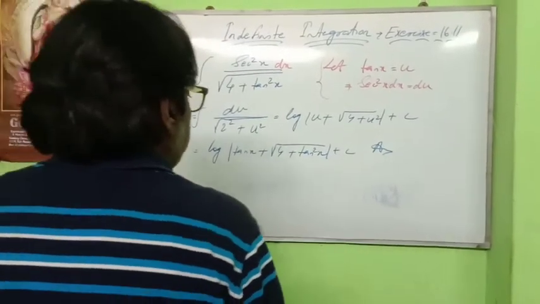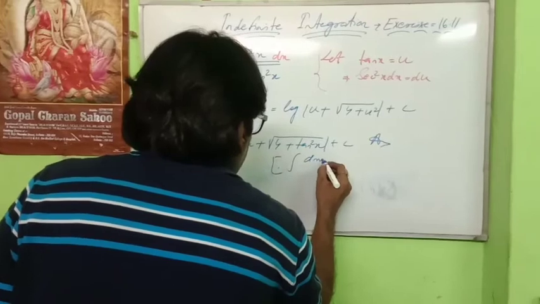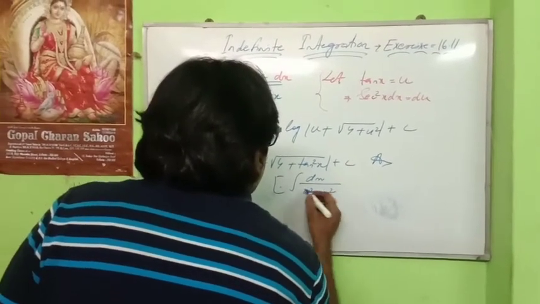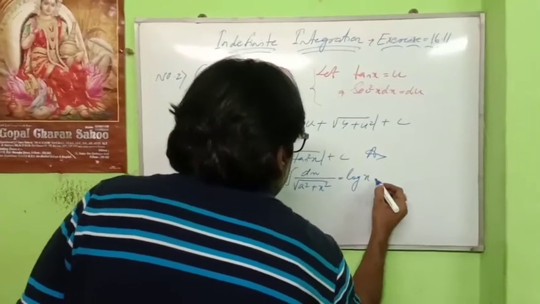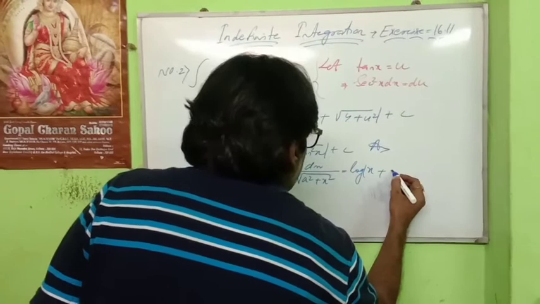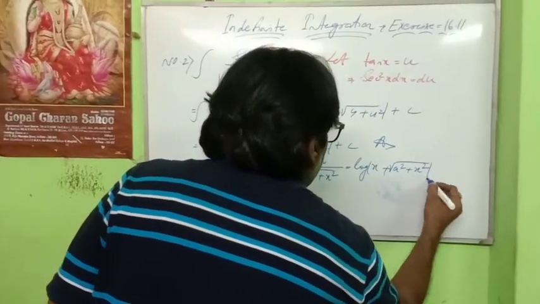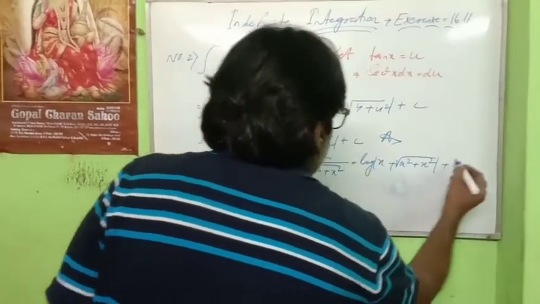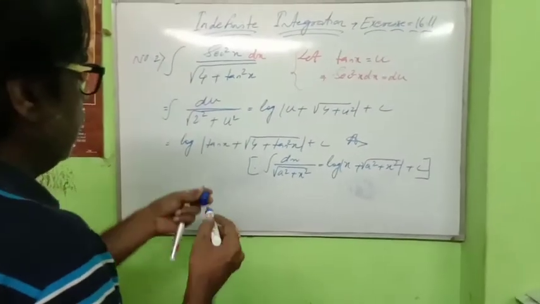The formula I am applying here, see, I am writing the formula here. Integration dx by root over a square plus x square. The formula is log x plus root over a square plus x square, mod, plus c. As you log, you have to write mod sign. And this is the answer of number 2. Next, I am going to number 3.